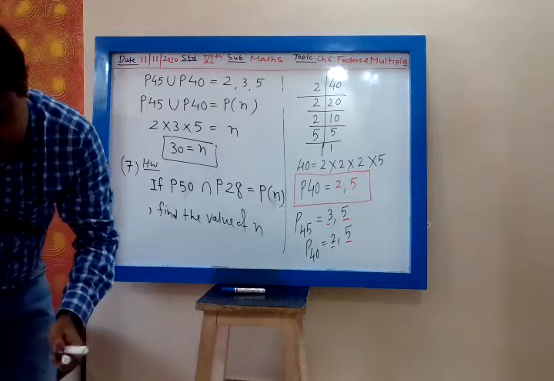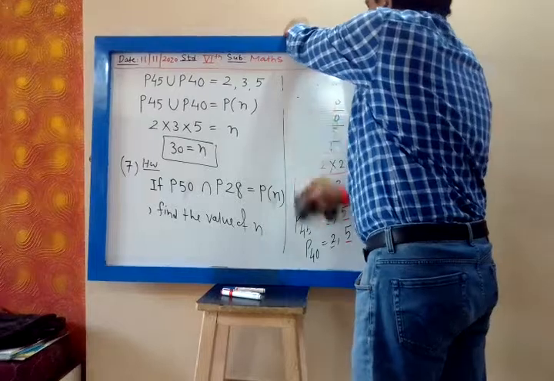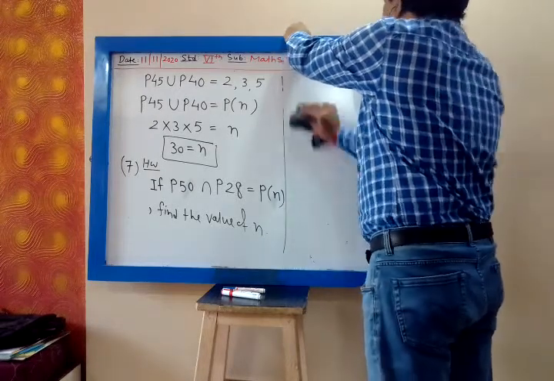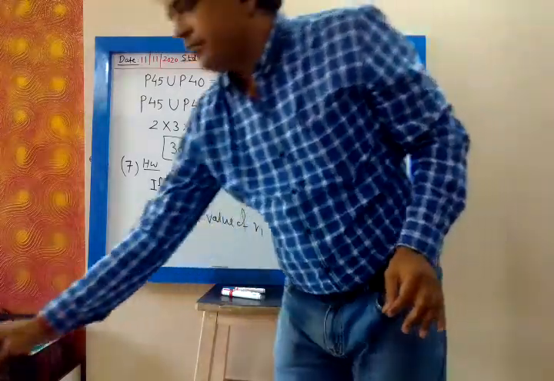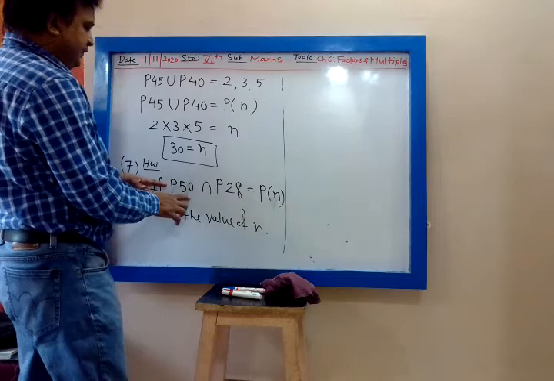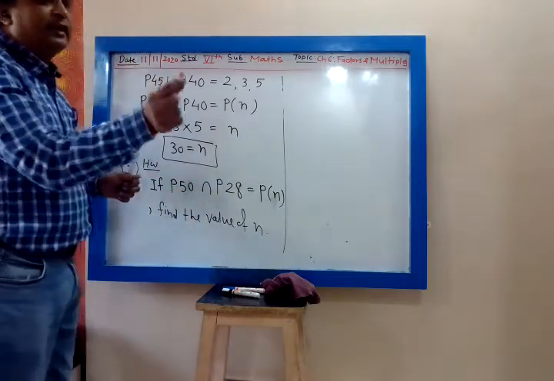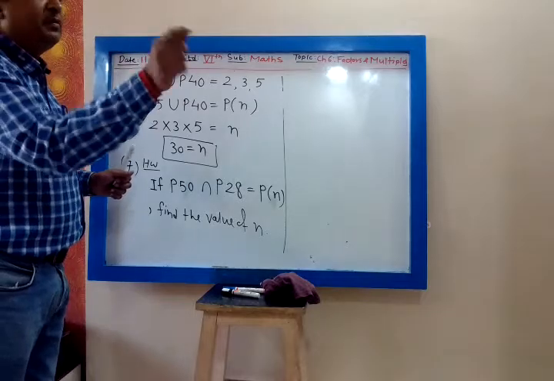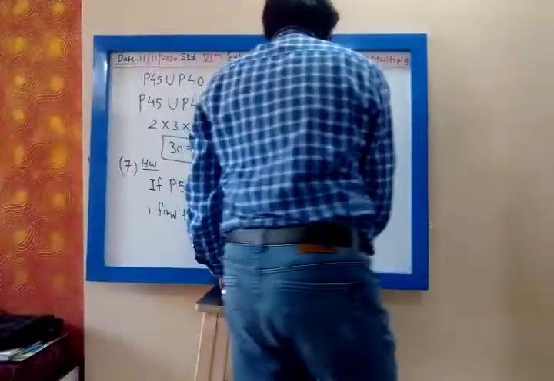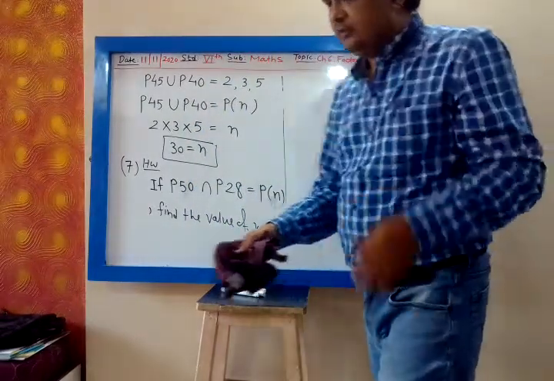Now, before we start, I have to define what we mean by co-prime. First we understand: we have seen the definition of prime number. You will find the prime factor of 50 and the prime factor of 28, then it is intersection, so you find the common factor, and that common factor will be the value of n. Understood?